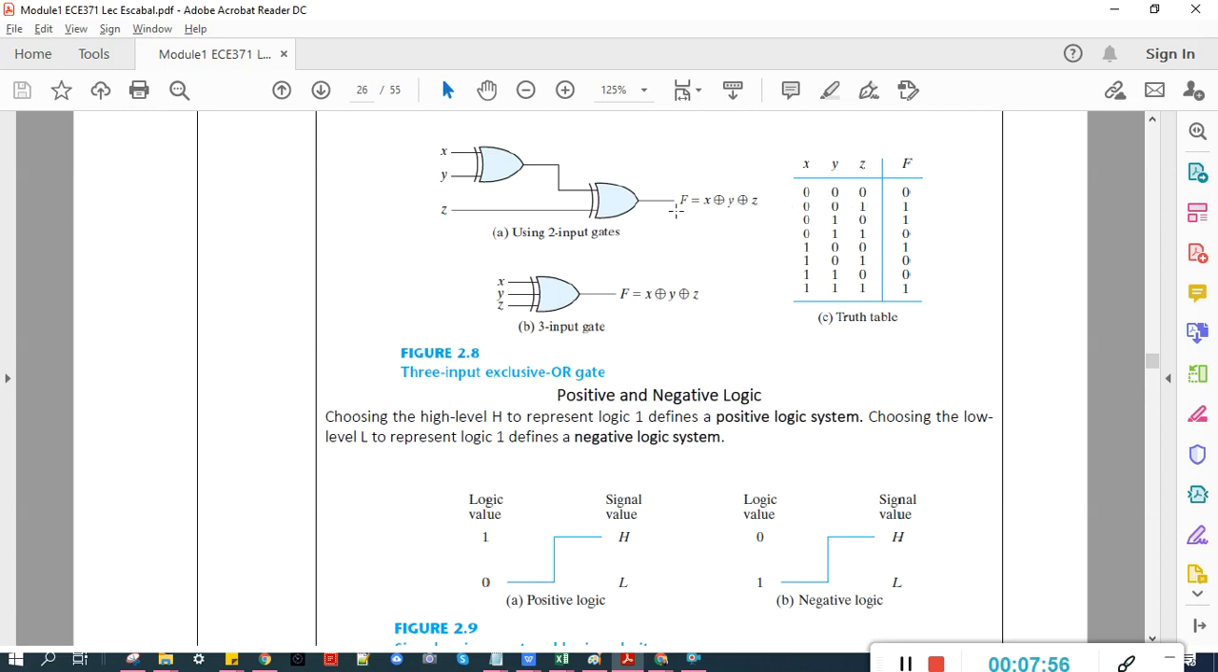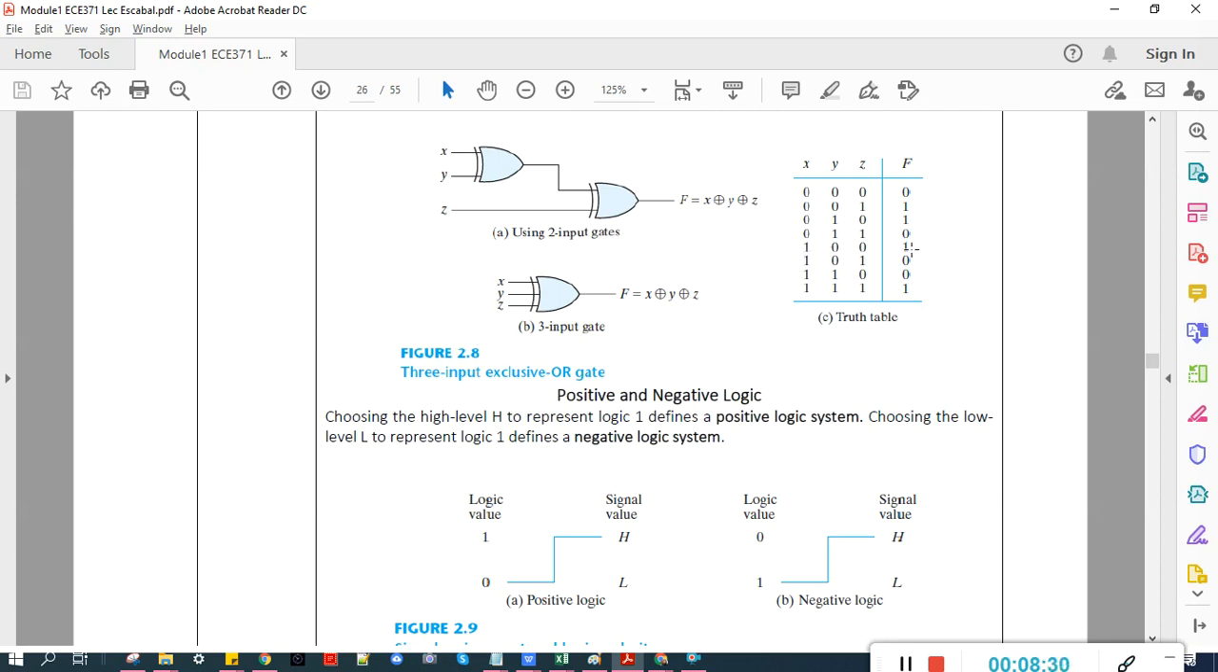They should have the same truth table, and it is 1 if there is an odd number of ones. Notice here, this combination of inputs has one value. This has 1, this has 2, which is even, so it's 0 at the output.